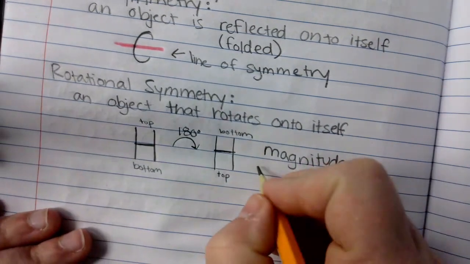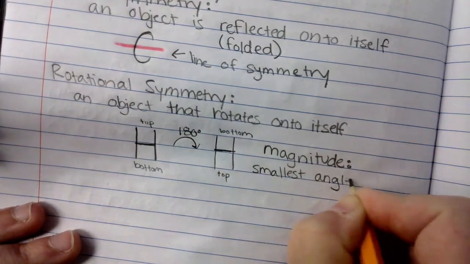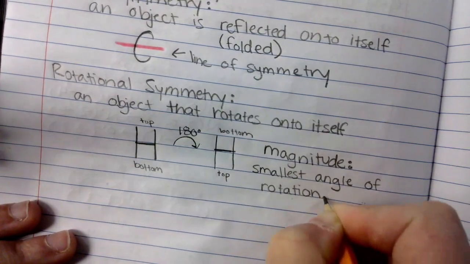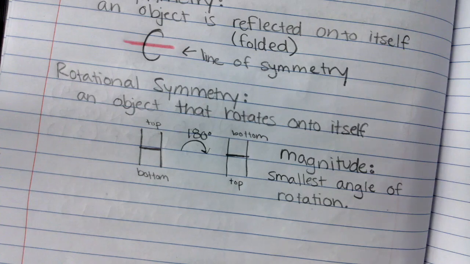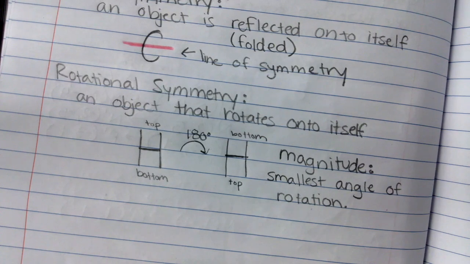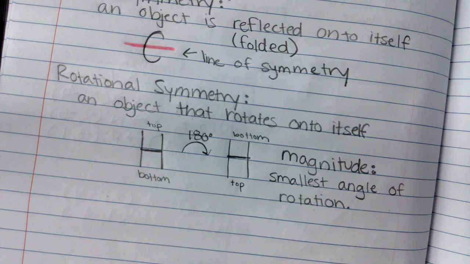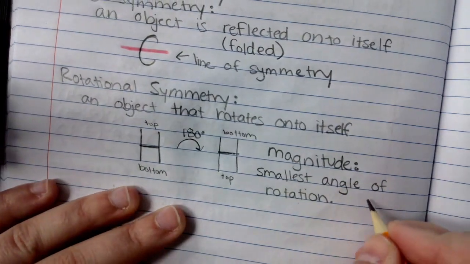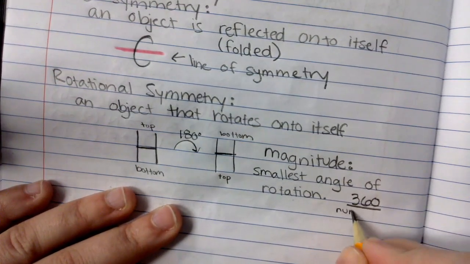Our smallest angle of rotation. When we do that, we take 360 as the whole rotation. So it's 360 degrees divided by the number of rotations that we can make.